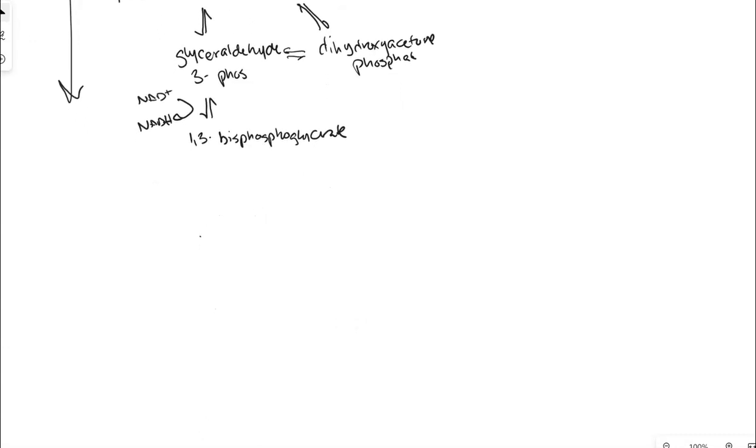From here, we're going to end up yielding an equivalent of ATP per 1,3-bisphosphoglycerate being converted to 3-phosphoglycerate through a dephosphorylation. So we're getting our ATP out. And we're going to yield a 3-phosphoglycerate.